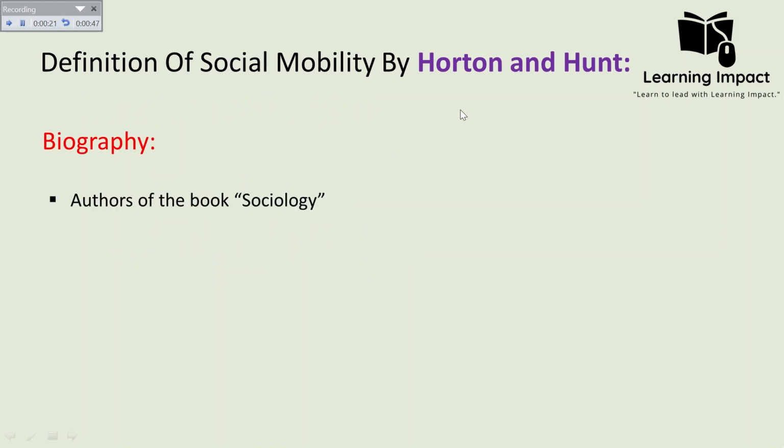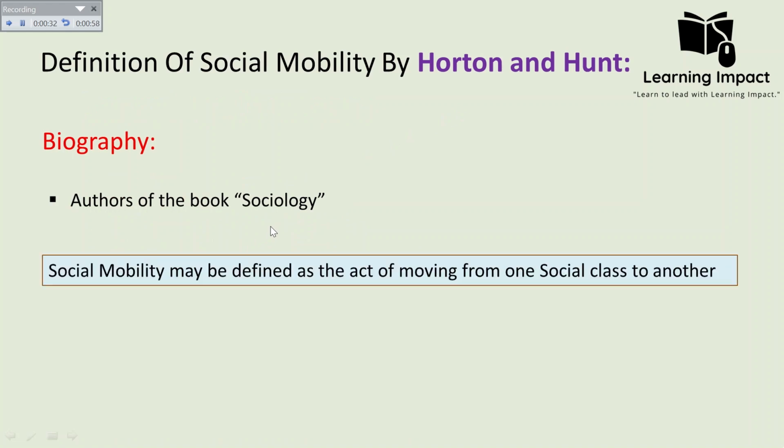Horton and Hunt is famous for the book titled Sociology, which is considered one of the most recommended books of sociology at the undergraduate level. And he has given a definition of social mobility which states that social mobility may be defined as the act of moving from one social class to another. It means that it is the act through which we change our social class from one to another. But if you look at this Horton and Hunt definition, it is not very inclusive.